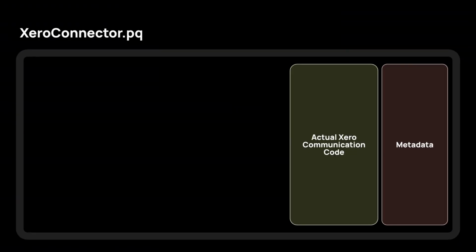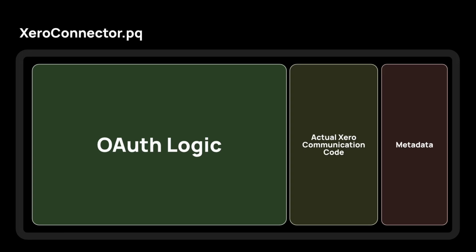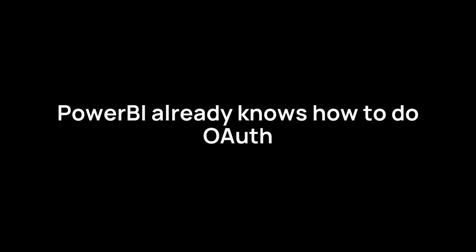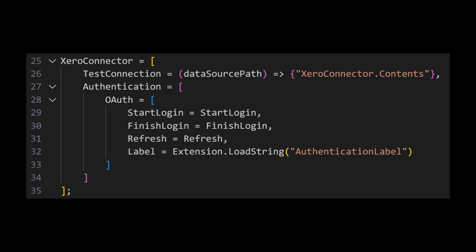Now, the first file can be broken into three parts: the metadata, the actual Xero communication code, and the OAuth logic. The OAuth part seems huge, but it turns out that Power Query already knows how to do OAuth, so all this code is really just preparing and extracting the data at various places. What places? There are three touch points: before the user logs in, after the user logs in, and when the token expires and Power Query tries to refresh it using a refresh token.